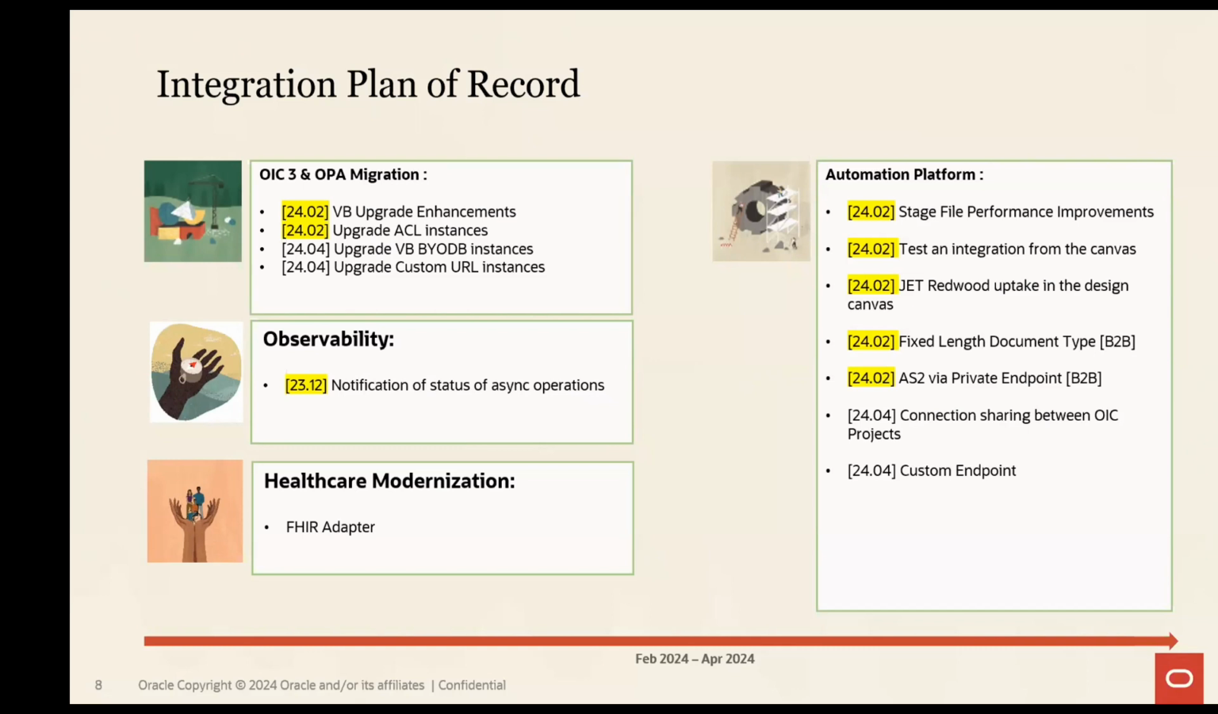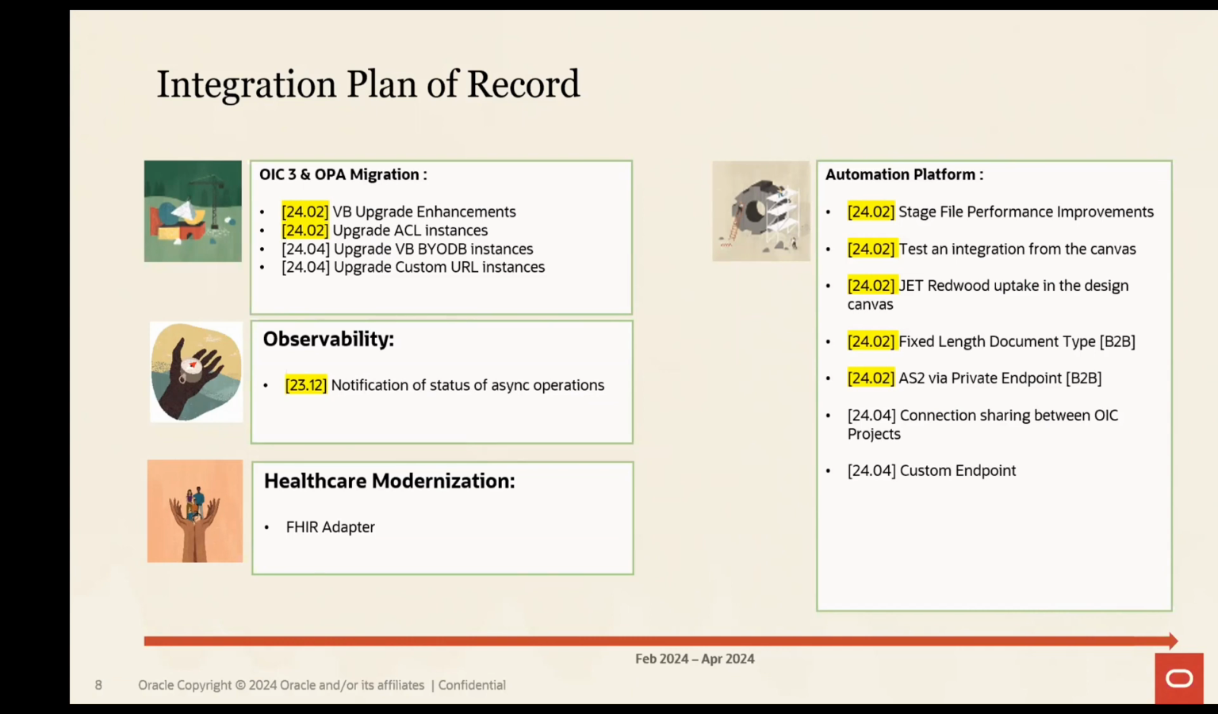Now, from the automation platform, the core platform, we have introduced the final stage of stage file performance improvements in 2402. And for the testing that I've done, I've seen that now that this stage file in OIC 3 is quicker than stage file in OIC Gen 2.